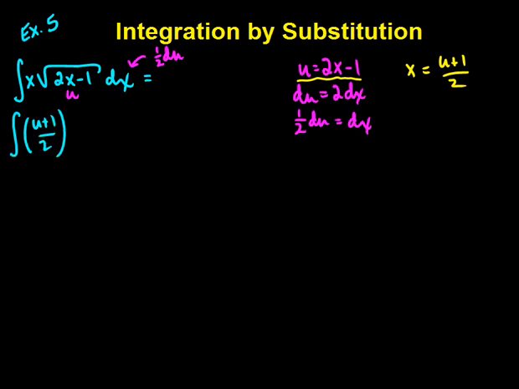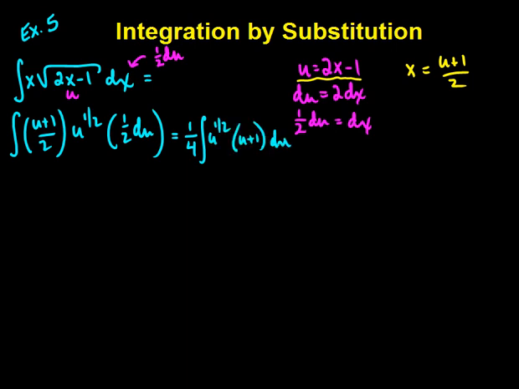So now we can start to rewrite. We get (u plus 1) over 2 for x. We get u to the 1/2 for the square root of 2x minus 1. And then we get 1/2 du for dx. We can work on that just a little bit more. We have the two 1/2s in there, so we'll bring those out and get 1/4. Then I'll put the u to the 1/2 next. Then multiply that by the quantity u plus 1 du.